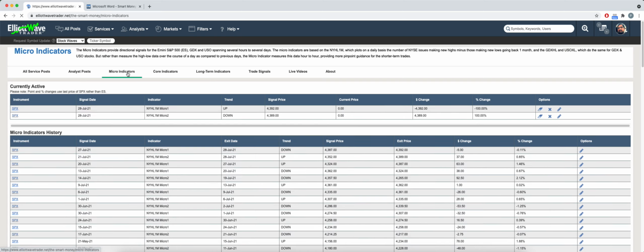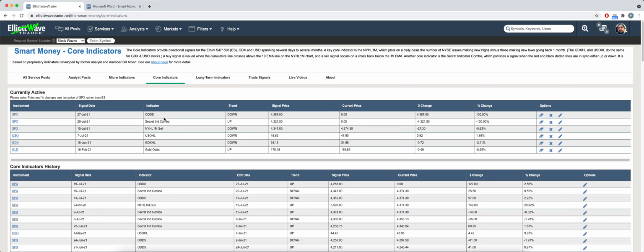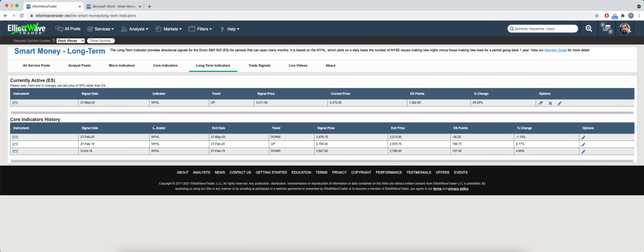So we have a lot of other indicators tracked over here. The micro indicators are tracked, which we just looked at. The core indicators are odds, the secret indicator combo, and the Nile 1M core. Then we've got USO and GDX, HL, which is quite similar to what we track with Nile 1M on the stock side, right? And gold odds is also similar to the stock odds that we track, okay? So these are all the core indicators, and then we've got the long-term indicator, which is Nile.